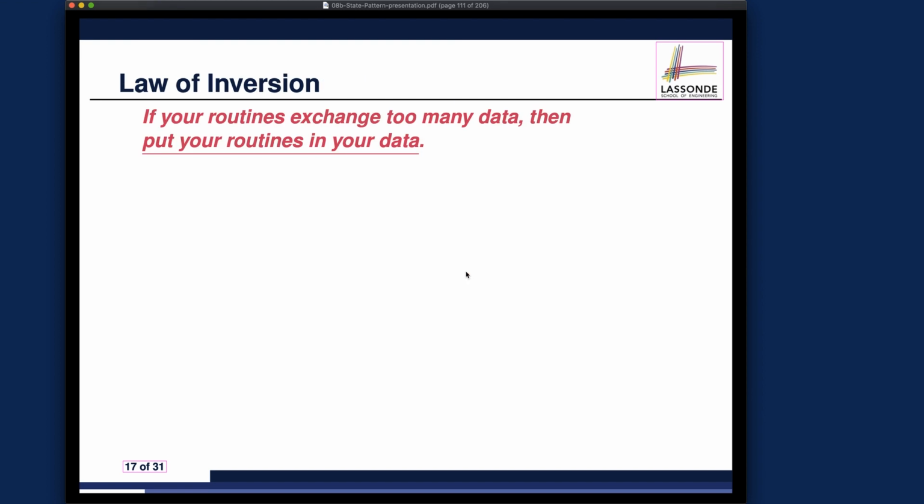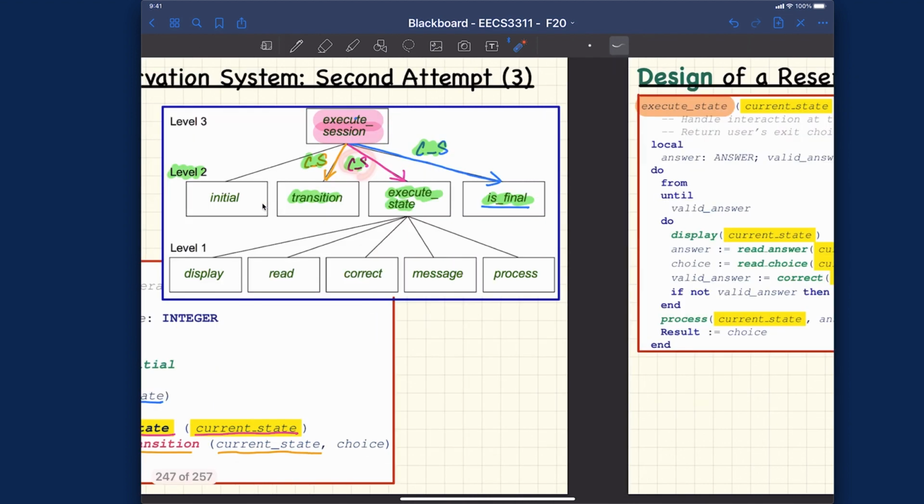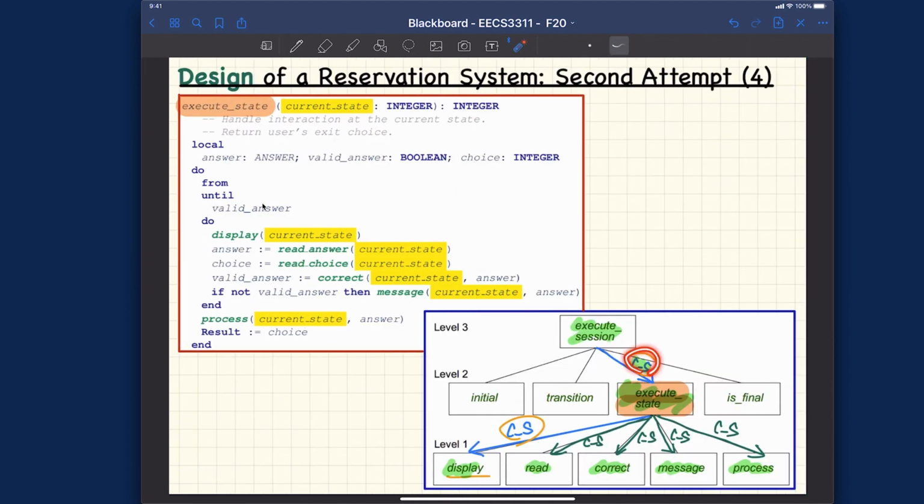Okay, so there is a law of inversion. It's more like a design technique over here. Let me explain to you. When you read it out formally, it may not sound very intuitive. If your routines exchange too many data, this sentence simply means we are exchanging, basically changing, the state information too much. Current states, actually this one here. You can see the current state is being exchanged from here to here, and also from level 2 to level 1, right? So that's about too many data being exchanged. I just want to say that.